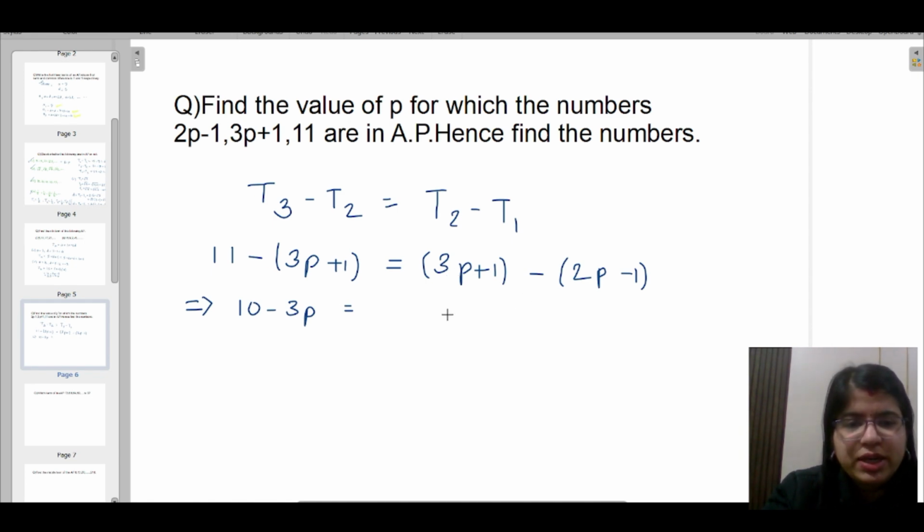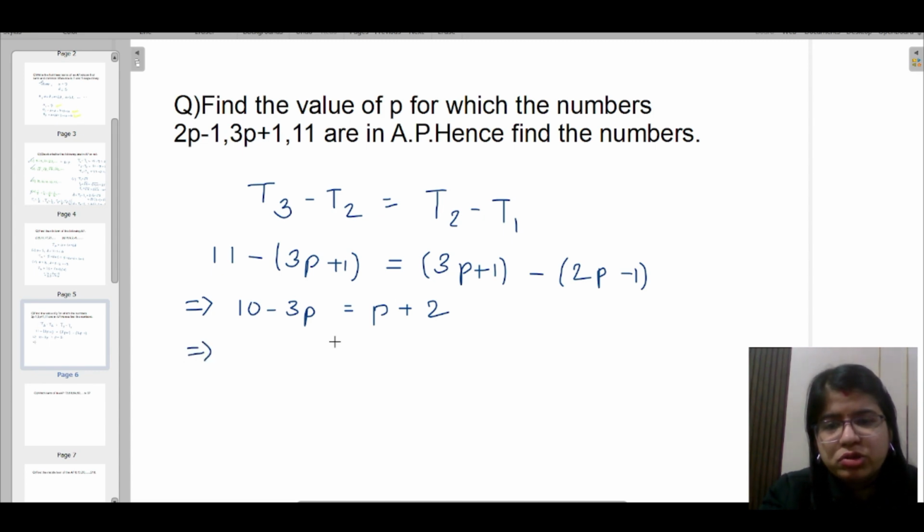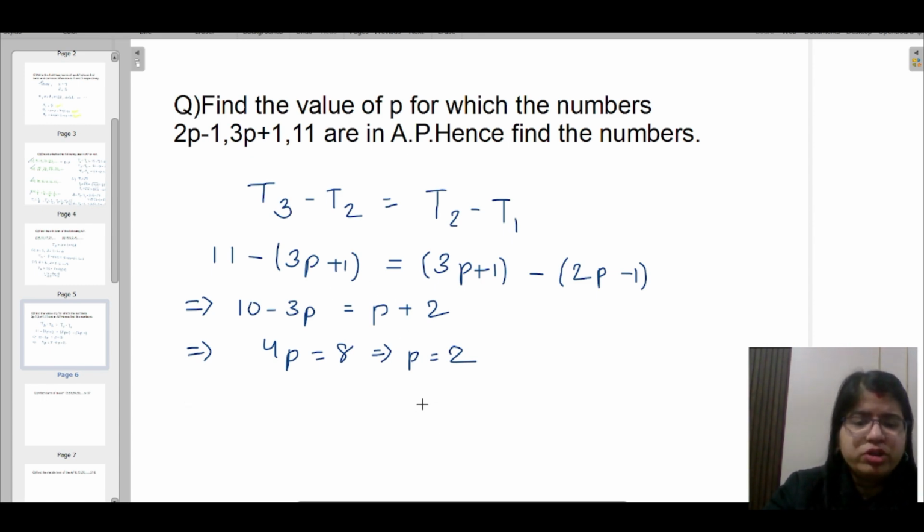So we have 11 minus 1 will be 10, and we will have minus 3p. Similarly, 3p minus 2p is p, and 1 minus minus 1 will be plus 2, so we will have p plus 2. So students, when minus 3p goes to the RHS, we will have 4p equal to 8. So p is equal to 8 by 4, which is 2. So we have got the value of p as 2, and then we have to find the numbers.